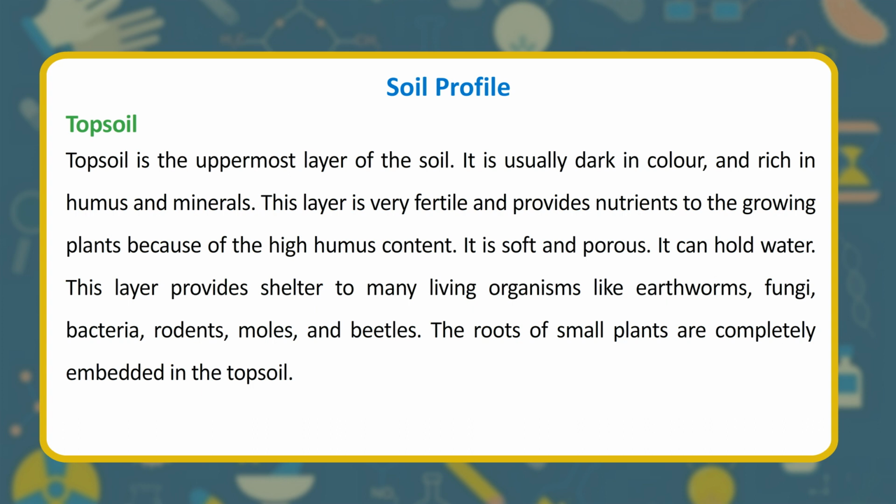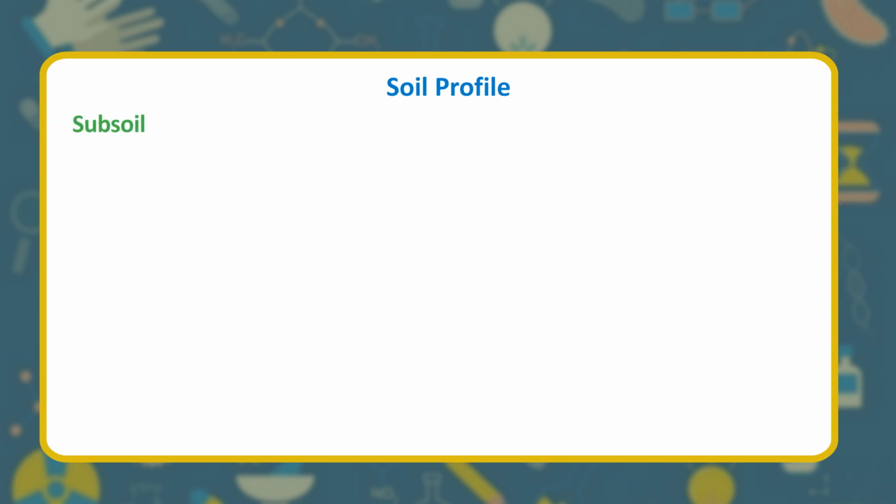It can hold water. This layer provides shelter to many living organisms like earthworms, fungi, bacteria, rodents, moles, and beetles. The roots of small plants are completely embedded in the topsoil.